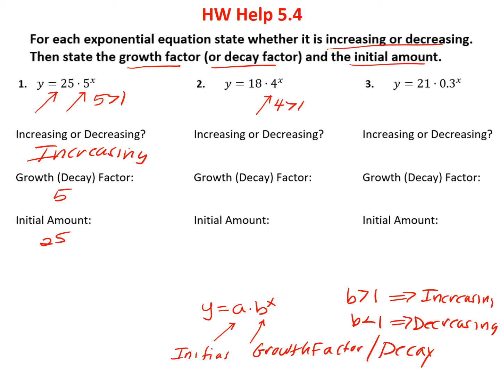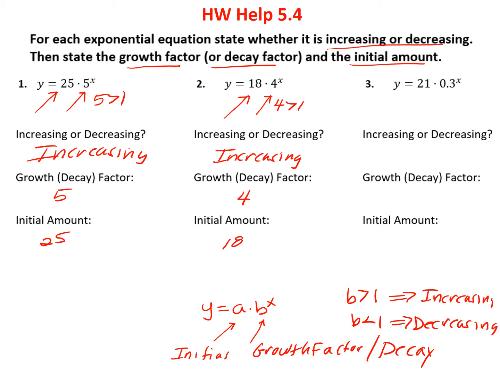Next one, here's my factor here. 4 is greater than 1, so that means this one too is increasing. If you think about it, you take something and multiply it by 4, it gets bigger. Take something and multiply by 5, it gets bigger. And my growth factor is 4. The factor is something you multiply by. I'm going to multiply this by 4. And my initial amount here, 18. So you can see I'm going to take 18, then I'm going to multiply by 4 once, and then by 4 again, and by 4 again.